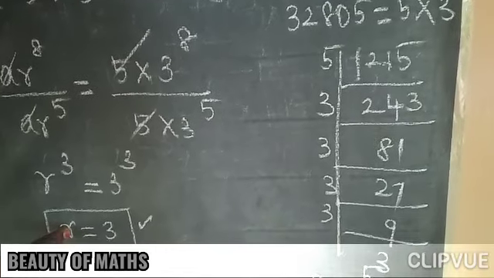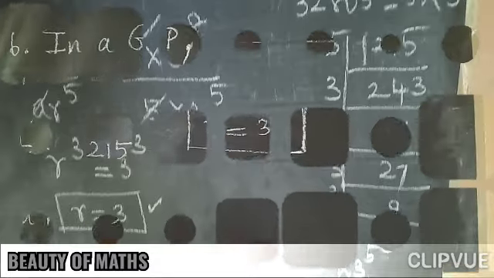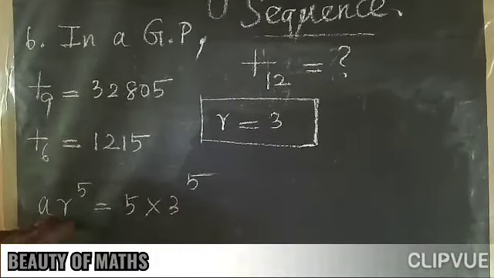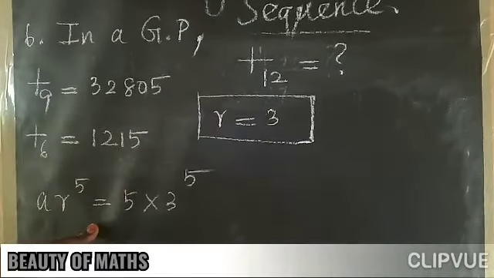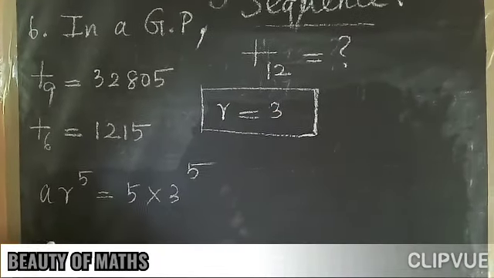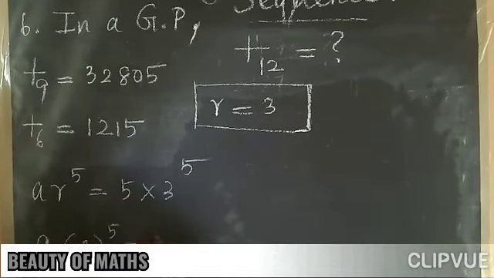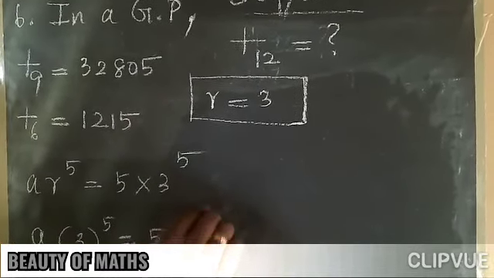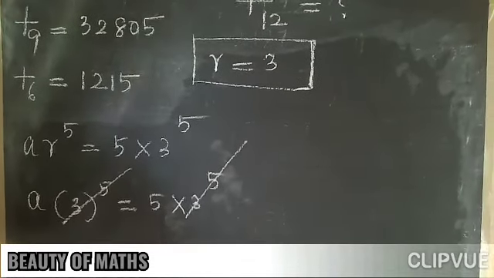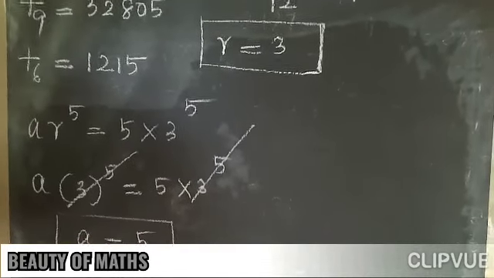So if R is equal to 3, what is the value of A? R is equal to 3, we found already. If we assign here, this T6, which is AR power 5, is equal to 1215. It can be written as 5 into 3 power 5. So A into 3 power 5 is equal to 5 into 3 power 5. This 3 power 5 and this 3 power 5 will be cancelled. So easily we can get the value of A, that is equal to 5.